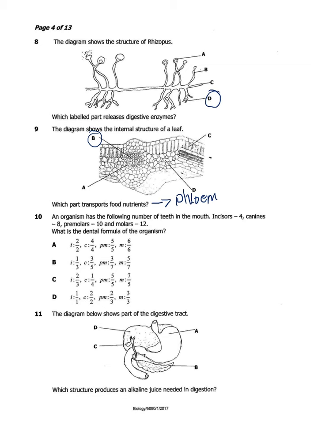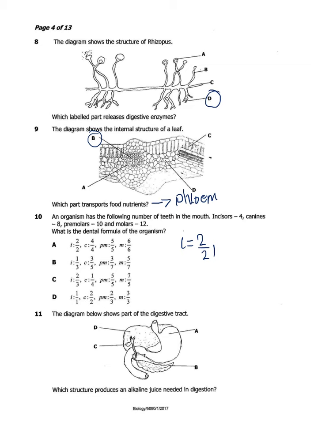Now let's look at question 10. An organism has the following number of teeth in the mouth: incisors 4, canines 8, premolars 10, and molars 12. So what is the dental formula of the organism? The key point here is, let's begin with incisors. The total is 4, so this should be 2 above, 2 below. So the lower has 2 and the upper has 2.